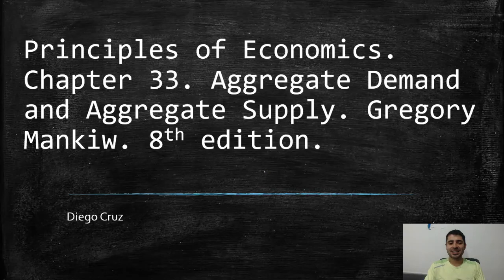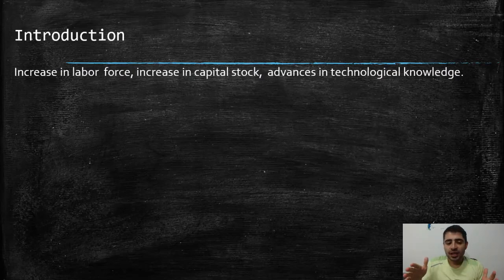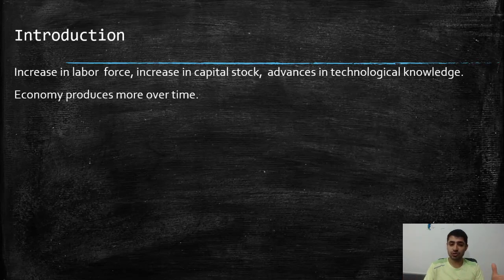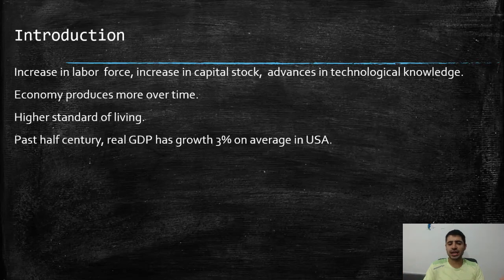So let's start. Basically, what we understood before is that economic growth is based on the labor force, increasing capital stock, or even advances in technological knowledge. Under these situations, the economy produces more over time, and with this higher real GDP we are providing a higher standard of living. In the past half century, real GDP has grown 3% on average in the United States.